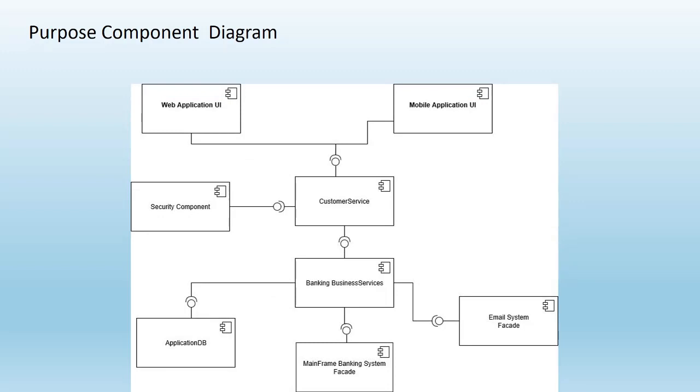Here the lollipop ball is a service and the cup is the consumer of the service, or it's consuming the service. Again, in this case, we have a customer service component which exposes services which are consumed by the web UI and mobile UI components. And services exposed by the security component are consumed by customer services. Customer service consumes services which are exposed by the banking business services component. So what we have seen are the two variations of drawing a component diagram.